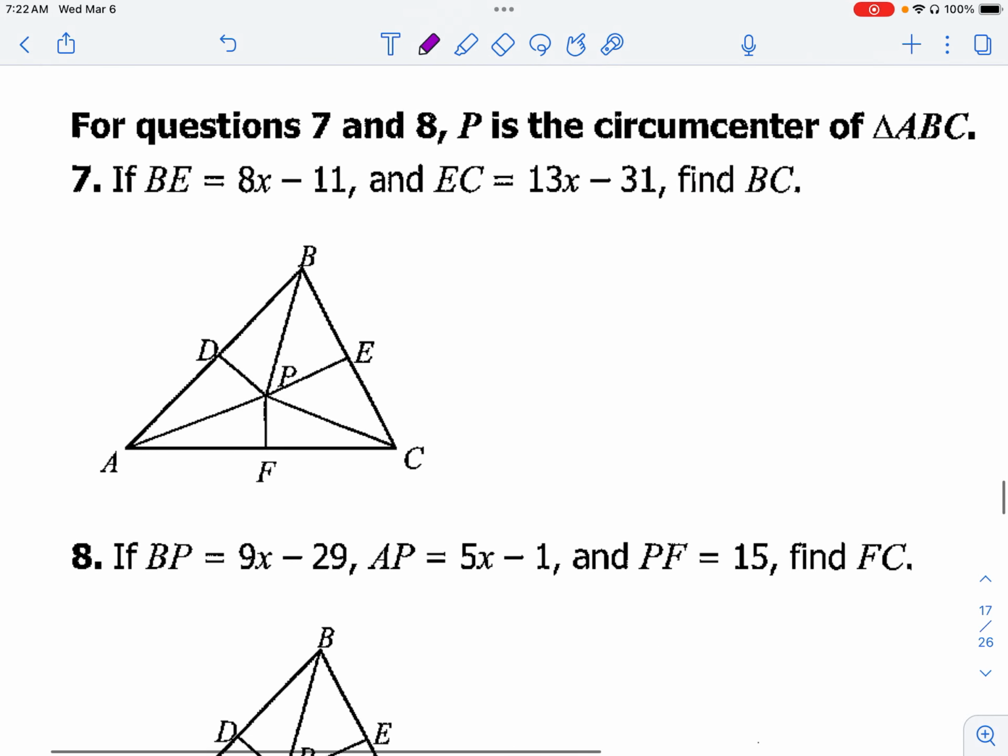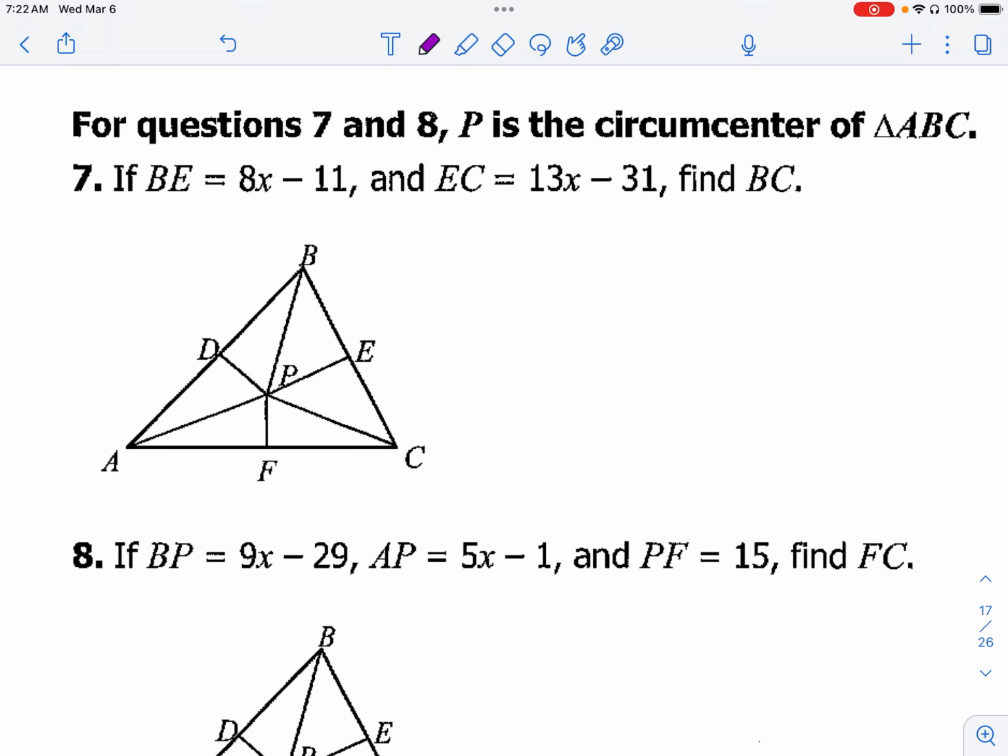Let's look at a couple more examples. So for the next two, we've got the circumcenter. So we know that the circumcenter is made up of perpendicular bisectors.